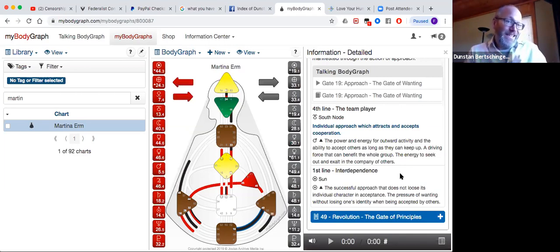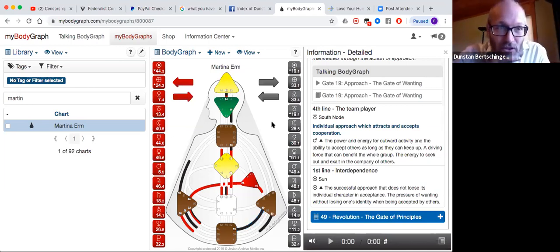And that's connecting beautifully up through this 49 on the emotional center, which is a revolution, stirring things up and mixing things up. So it's a very interesting channel with those two energies. So that's your sun gate, just there.